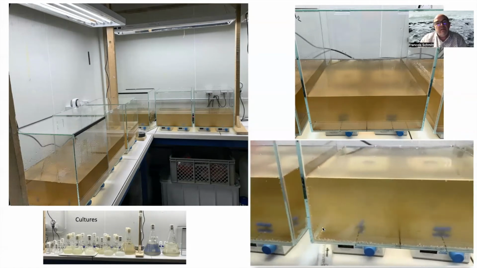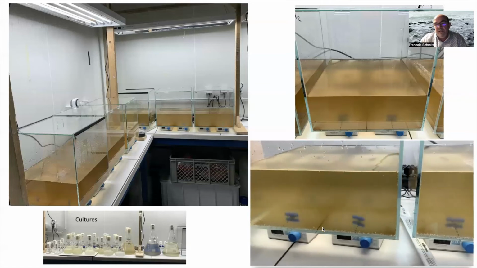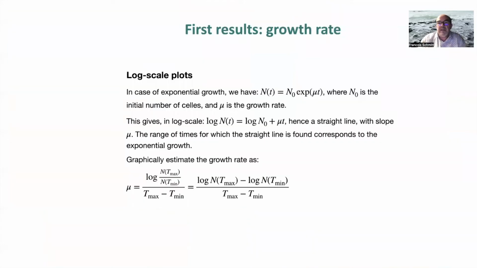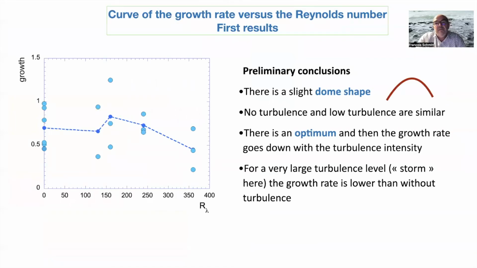So what we are doing here is the first study. The first one was looking at the growth rate. For this, because the growth rate is supposed to be exponential, we have looked at the abundance versus time in a log linear plot. And from this, we are able to extract the growth rate. And what we find here is a slight dome shape effect.